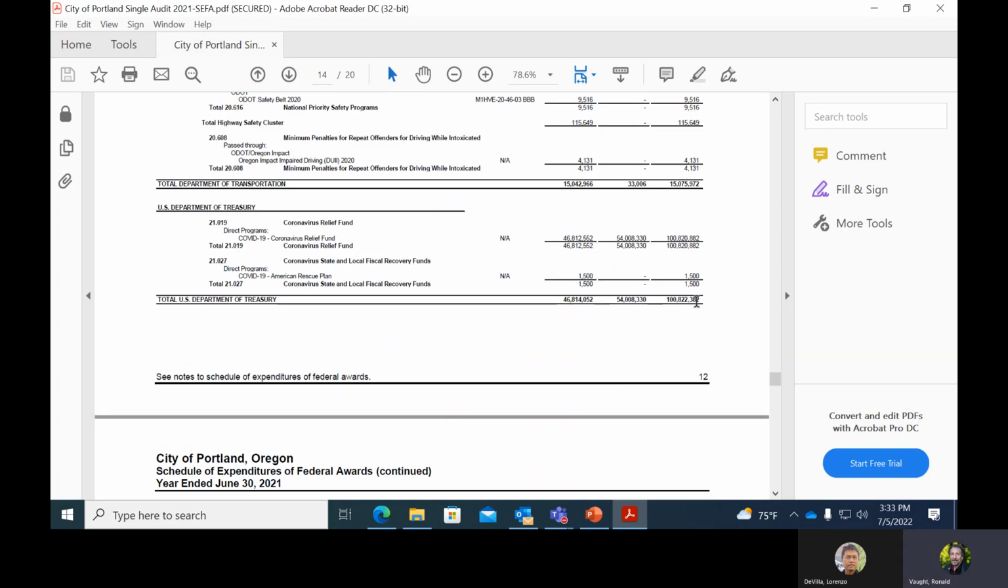And Treasury, which is CARES, the coronavirus relief fund, CRF, was 100 million. And then ARPA, which is the new big one, is also U.S. Treasury.